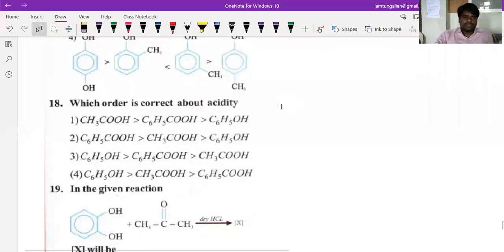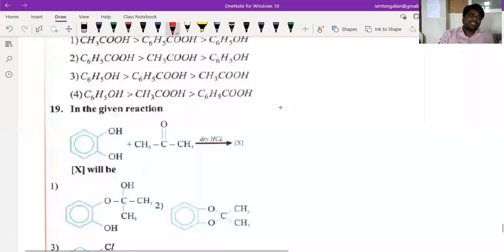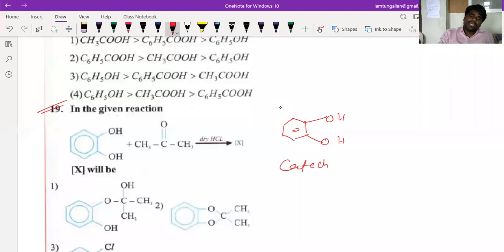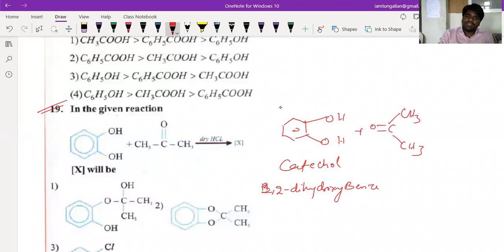So if you look at question number 19, see, this is your catechol, what we call catechol, or you call it 1,2 dihydroxybenzene. So this is on reaction with acetone. What is acetone? This is your acetone. What happens here?